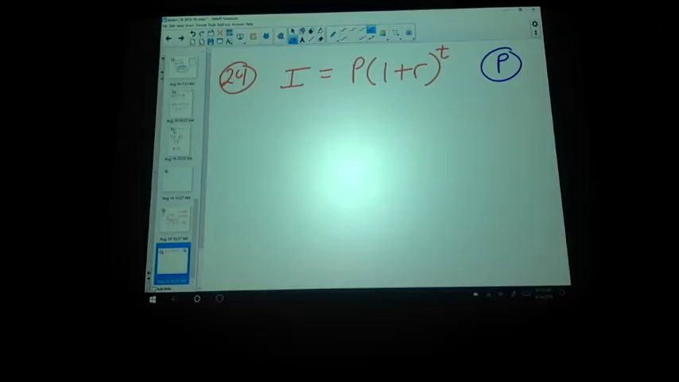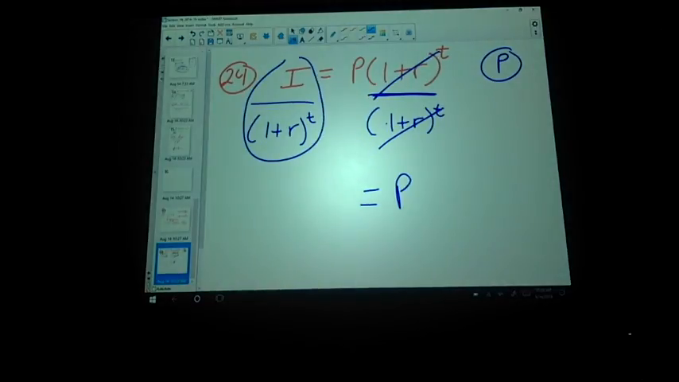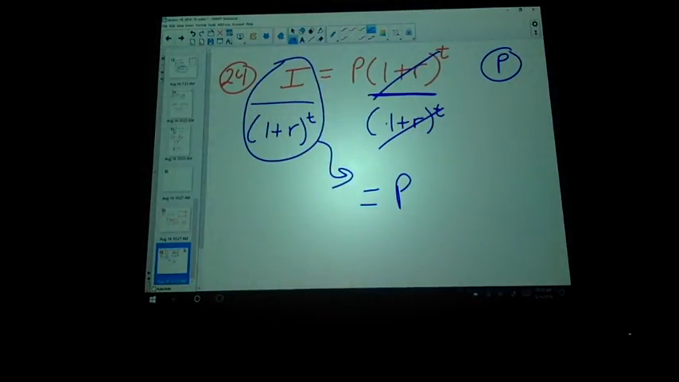So P is being multiplied by this whole structure right here. So if I divide 1 plus R raised to the T on both sides, and notice I keep it grouped because I'm raised to an exponent. This and this cancel out, so I find that P is equal to this. Good enough? I like it.